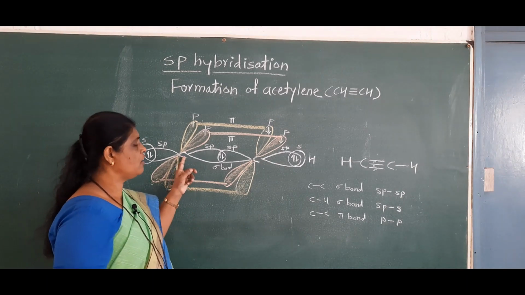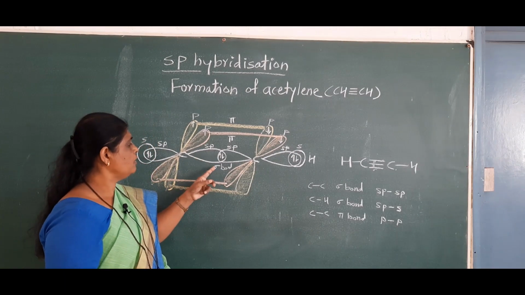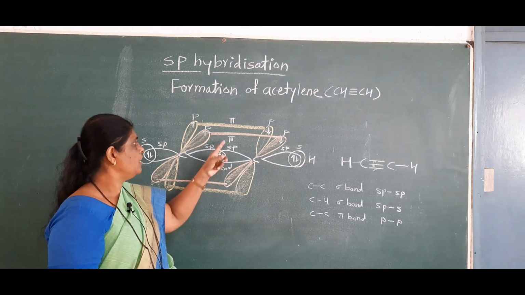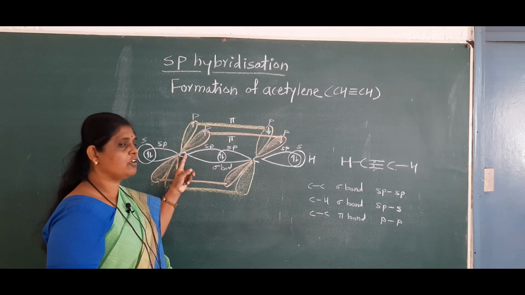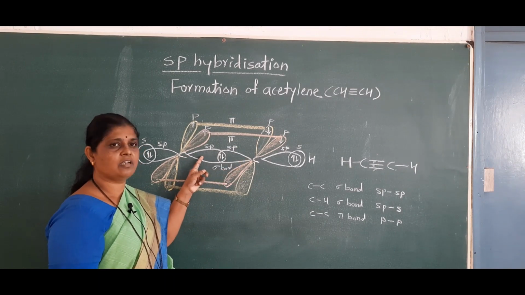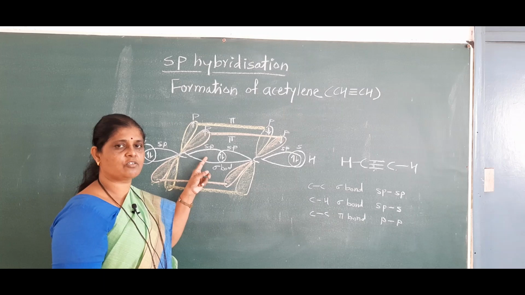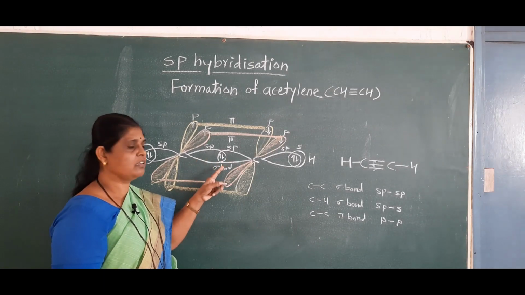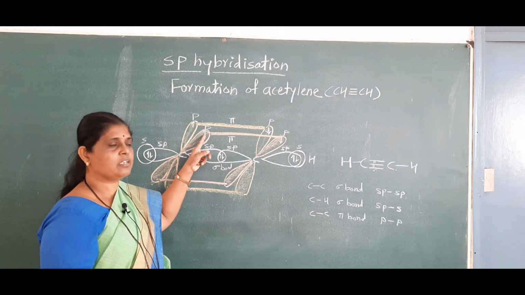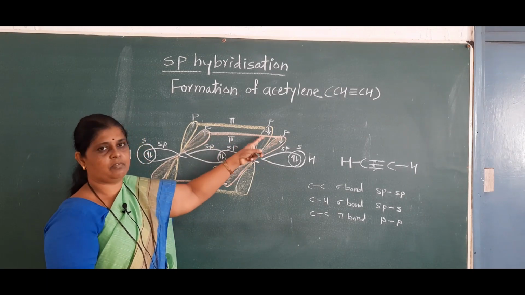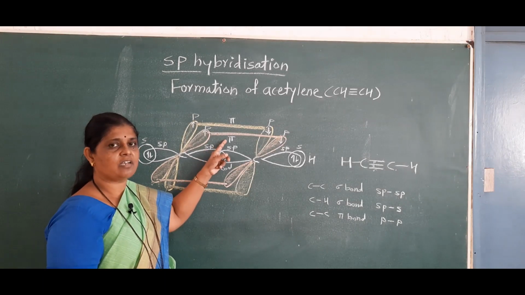Now, first we see how carbon triple bond carbon is formed. Out of the triple bond, one bond is sigma bond and the other 2 bonds are pi bonds. When sp hybrid orbitals of these 2 carbon atoms axially overlap, this is axial overlapping of sp hybrid orbitals of carbon, and after axial overlapping sigma bond is formed. These unhybridized p atomic orbitals laterally overlap. There is a lateral overlapping of p atomic orbitals and pi bonds are formed.